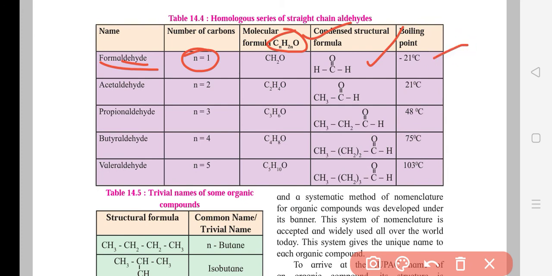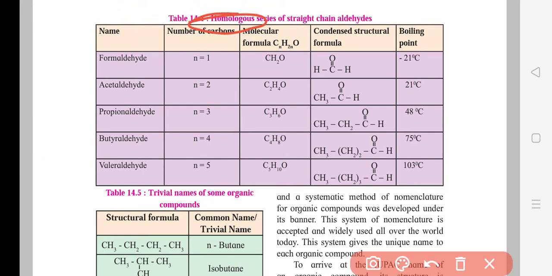Check their physical properties, they are all different, because they have different physical properties. Now look at acetaldehyde, where n is equal to 2. If you put n equal to 2, it will be C2H4O. The difference between these two is CH2. All these differ by CH2. Such a series is called a homologous series.